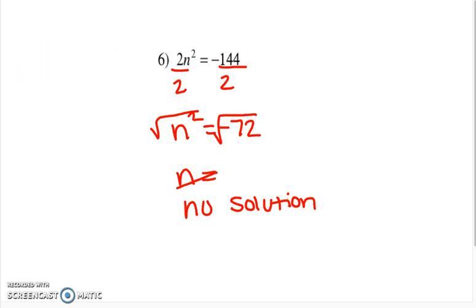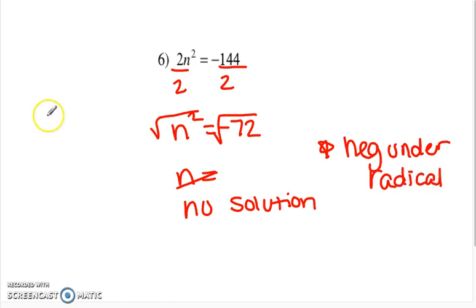Okay, notice that's only going to happen if you have a negative under the radical. So you might want to make a little note of that here. Negative under radical means there's no solution. But that's the only time there's no solution.